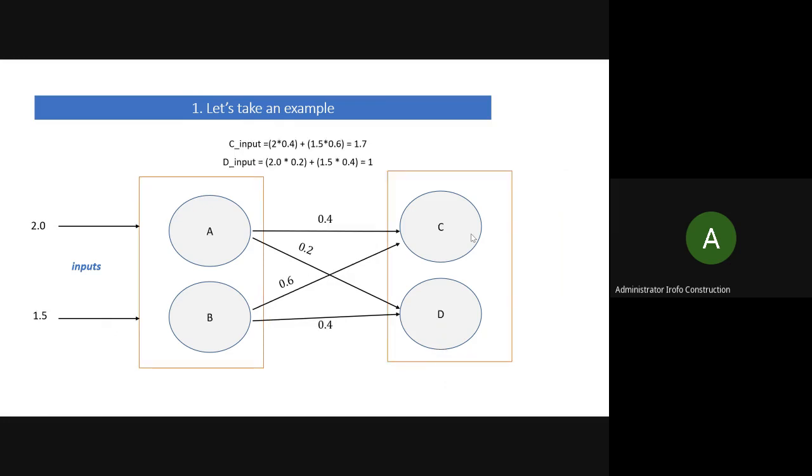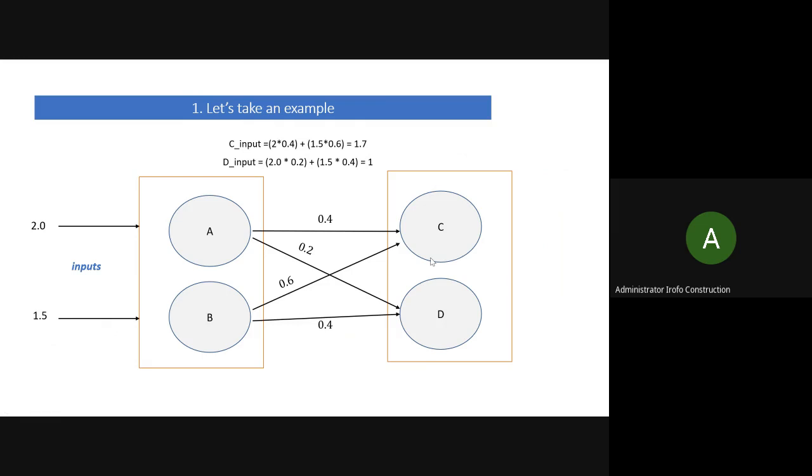So this is what you're doing here. For C, I took 2 and multiplied by 0.4, plus the 1.5 multiplied by 0.6. That gave me 1.7, so the input into this node is 1.7. I did something similar for D, and the input into that node is just 1. So the input into C is 1.7, and the input into D is just 1.